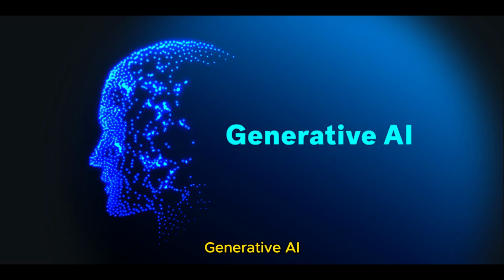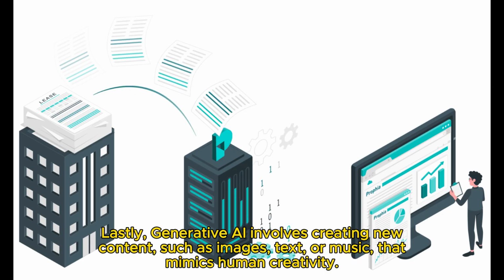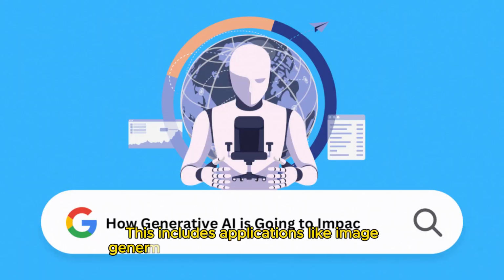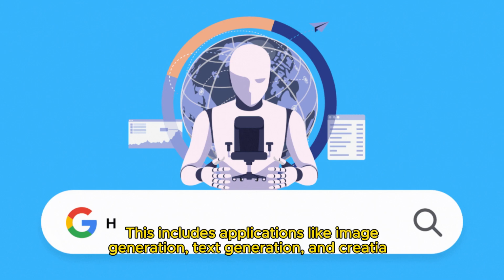Generative AI. Lastly, generative AI involves creating new content, such as images, text, or music, that mimics human creativity. This includes applications like image generation, text generation, and creative storytelling.